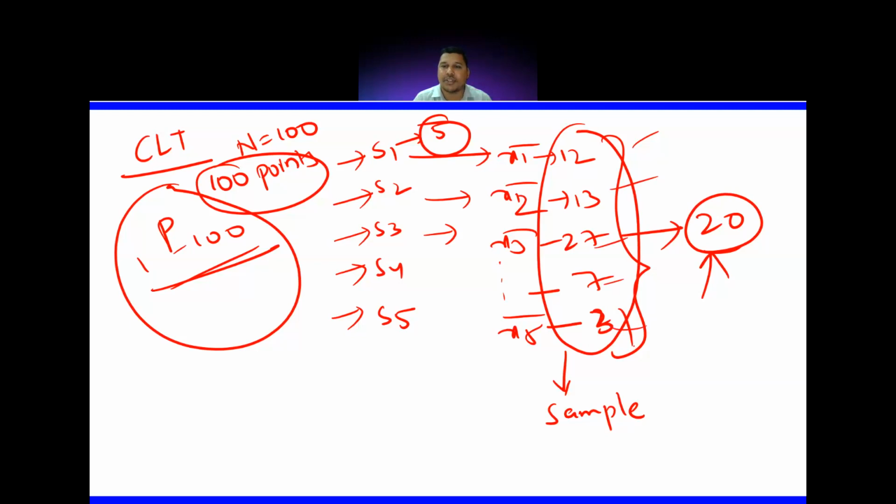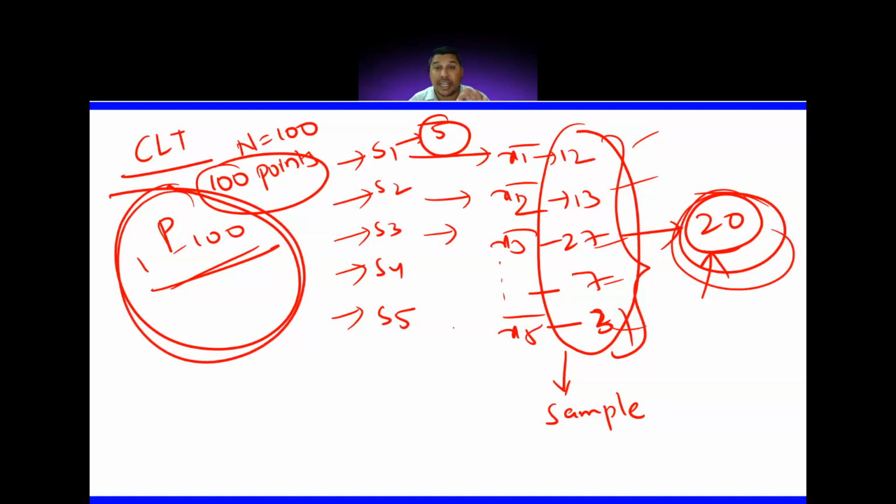12, 13 random points I have selected. For those samples, I am calculating the mean. That is 20. So I am saying here that the mean of this population P can be equal to 20. That is your central limit theorem. I hope it is clear.